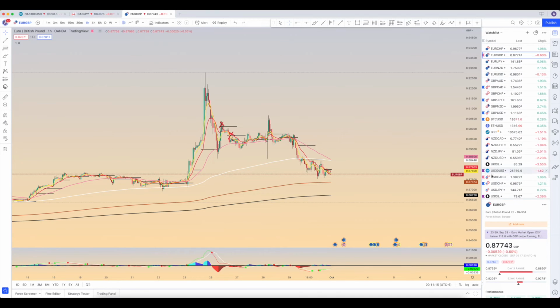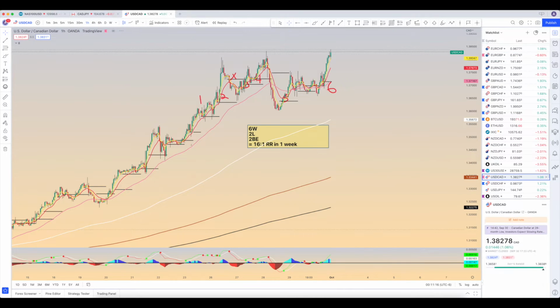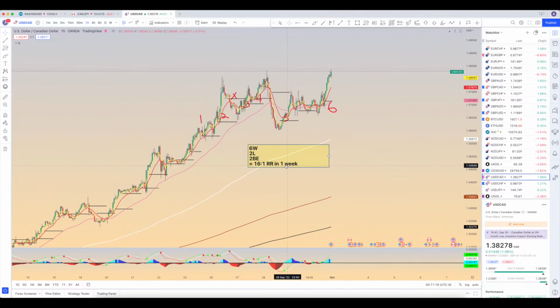Now, the final pair is USD CAD. All right, 6 wins and 2 losses, overall 16 to 1. Add that to the 7 to 1, we're at 23 to 1 profit within 1 week off of this strategy. Pretty crazy, isn't it? So again, this one is kind of debatable because it went up, as you can see, 43.9, almost 44 pips. So it was 1 shy.